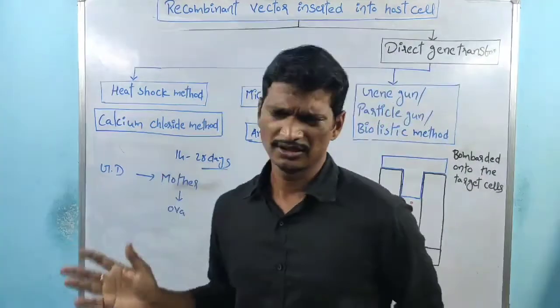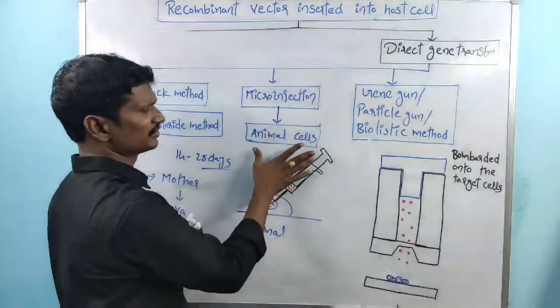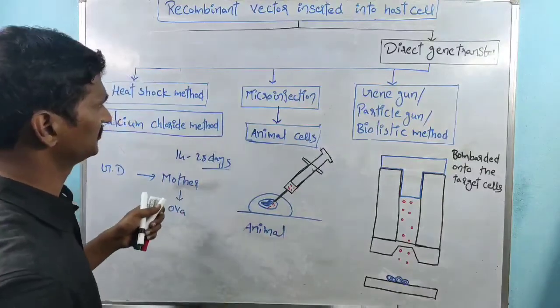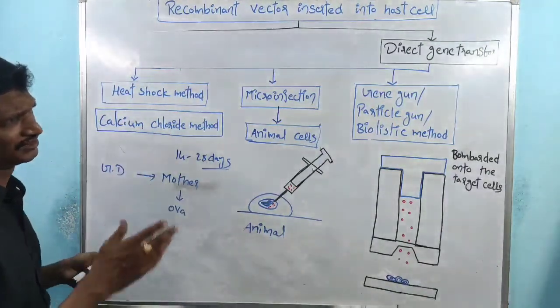So the concept here is that with microinjection in animal cells, we are inserting the desired genes. That is about the microinjection method. Coming to the next one.